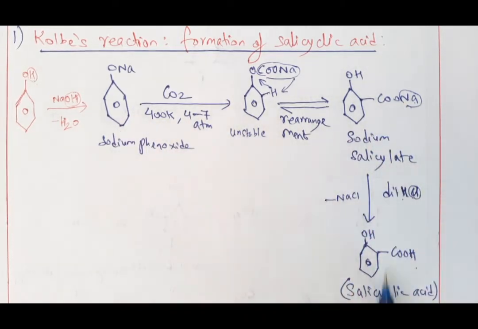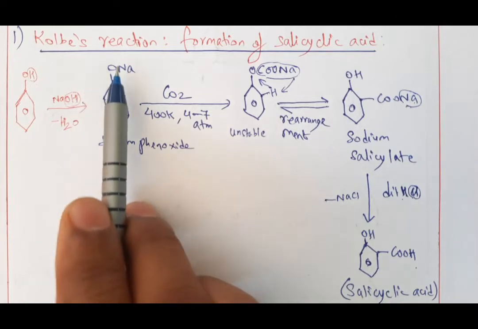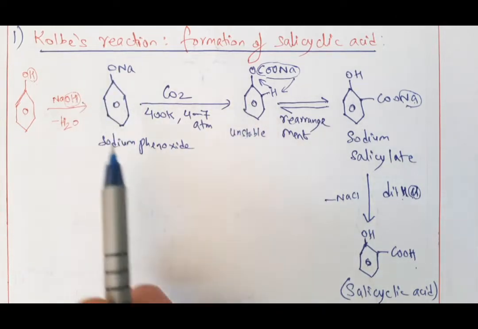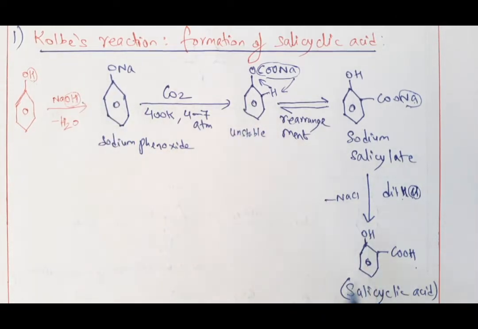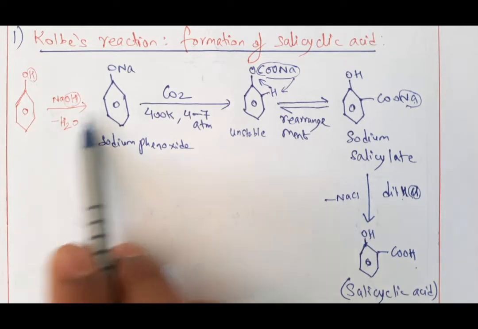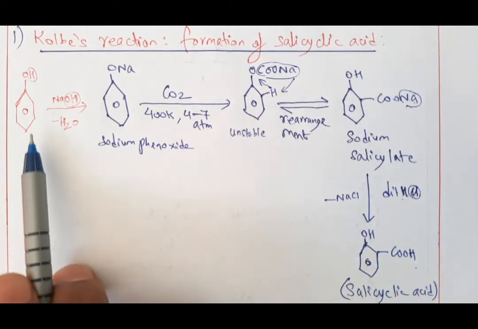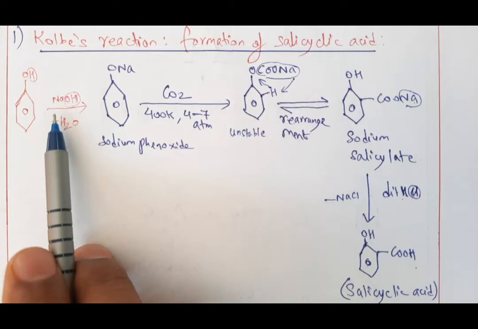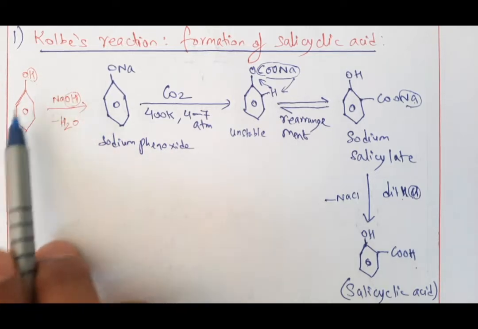So from sodium phenoxide to salicylic acid is referred to as Kolbe reaction, whereby we convert sodium phenoxide to salicylic acid. But usually the question comes: how to convert phenol to salicylic acid? Then first you react phenol with sodium hydroxide. This red one is not Kolbe's reaction.